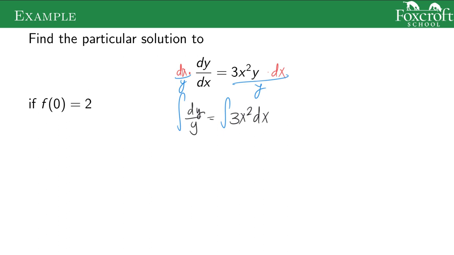All right, on the left-hand side, I'm going to get the natural log of y. Just remember, when you take the antiderivative of 1 over something, you get the natural log. On the right-hand side, I'm going to get x cubed plus c.